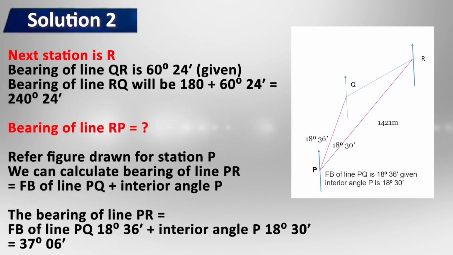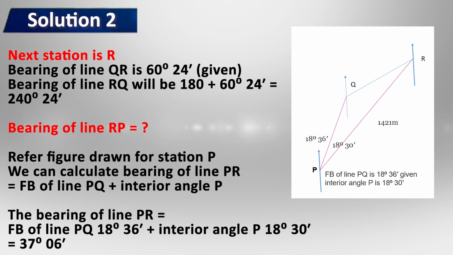It comes out to be 240 degree 24 minutes. The bearing of line RP is required. Now we will refer to the figure that was drawn for station P. We can calculate the bearing of line PR: the forebearing of line PQ plus the interior angle that was calculated at P.